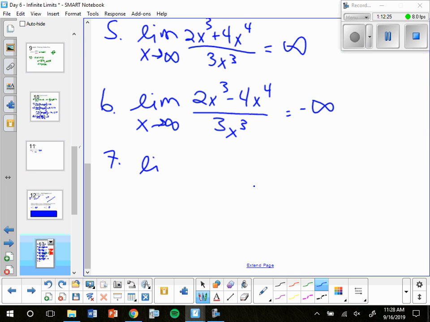What if I let x go to negative? So instead of looking on the right side of my graph, I'm looking on the left side of my graph.